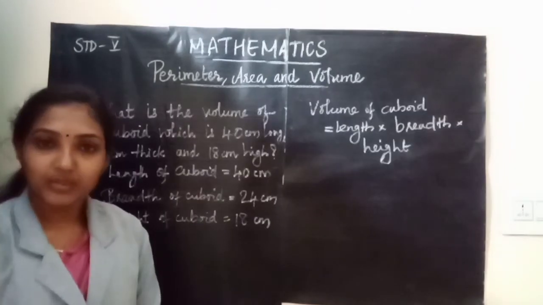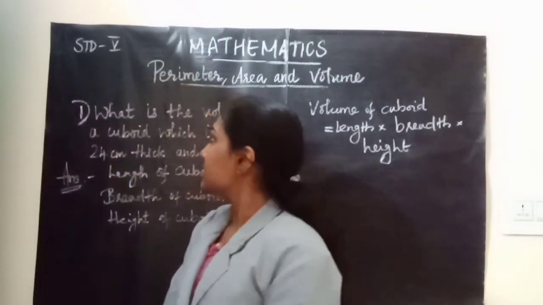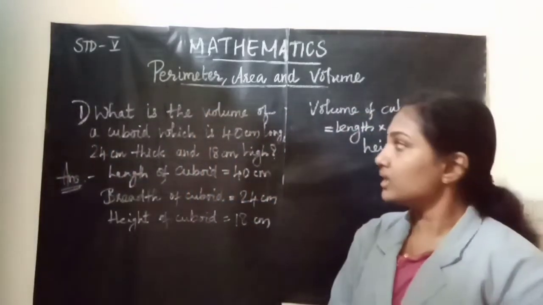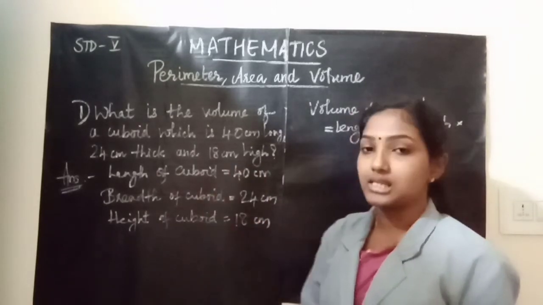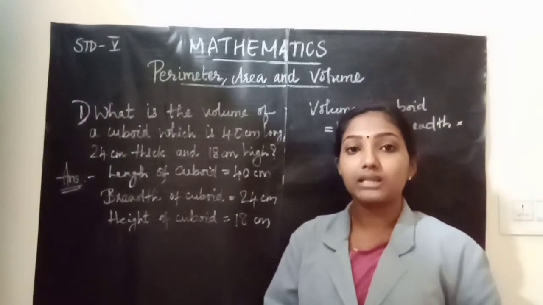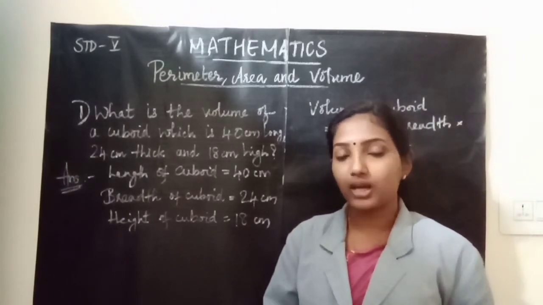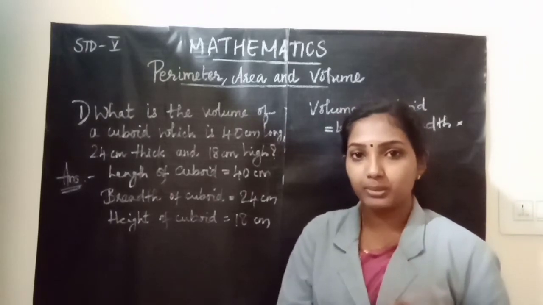Okay. Moving to the first question here. The question is, what is the volume of a cuboid which is 40 cm long, 24 cm thick and 18 cm high? So here we are given a cuboid and the three measurements, the length, breadth and height of this cuboid, and we have to find the volume of this cuboid.